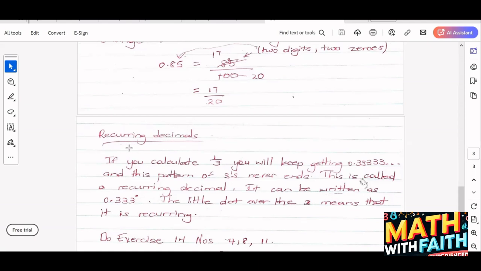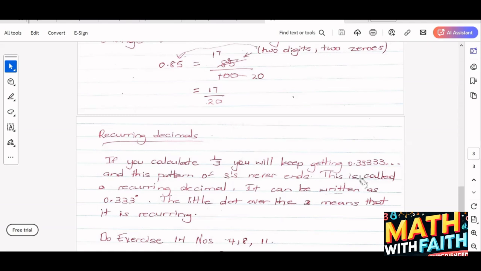Now there are also recurrent decimals. So if you calculate a third, so that will be 1 divided by 3, you'll have to keep adding zeros and never stop. You will never get a remainder of 0. You'll never, ever stop. And you just keep getting 3, 3, 3, 3, 3 forever. This is called a recurrent decimal, meaning that the 3 happens over and over.